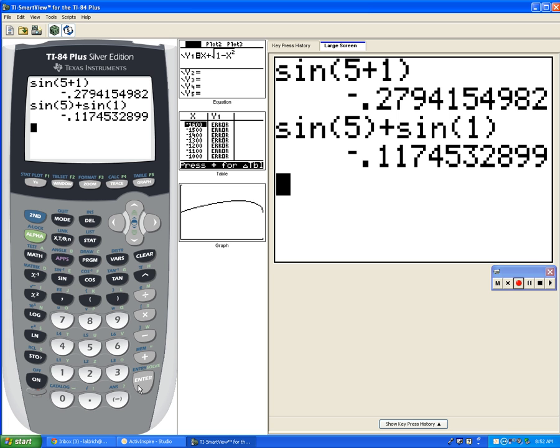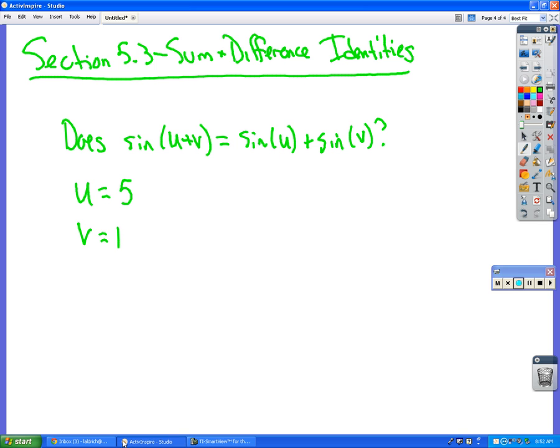Oh, right. So this is the sine of 6, and this is the sine of whatever 5 is, plus the sine of 1. So these are two different triangles, and this is a totally different one. So unfortunately, that's not how that goes. So that's a big fat no. It doesn't work that way, okay?